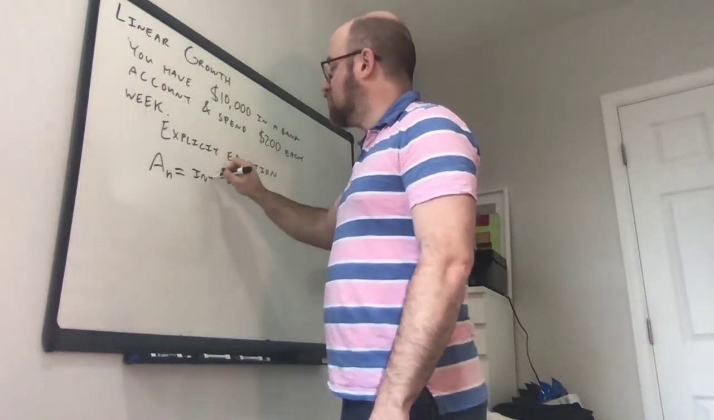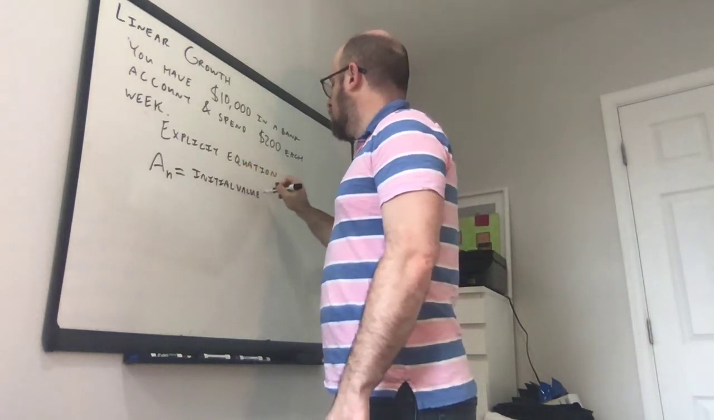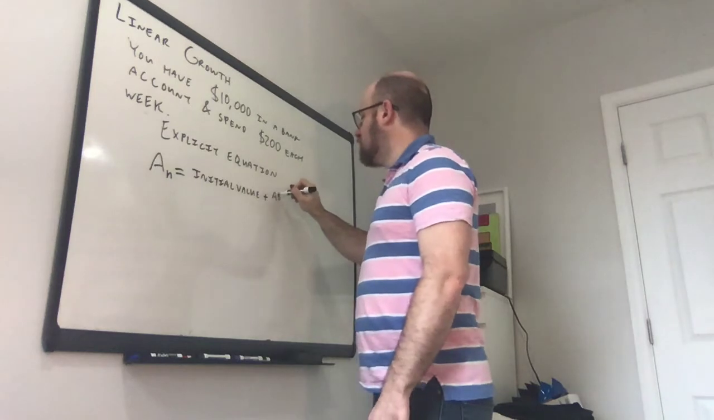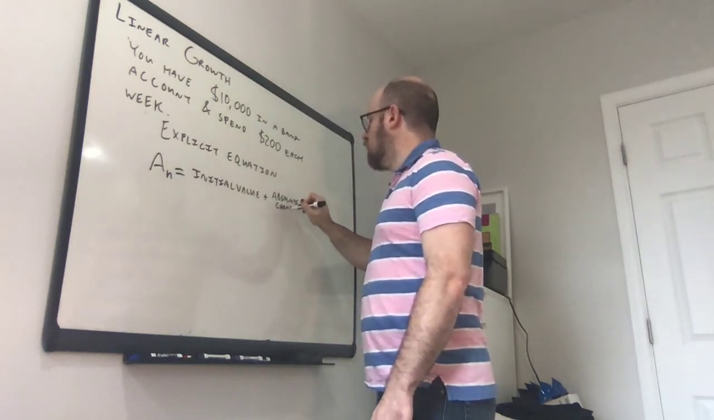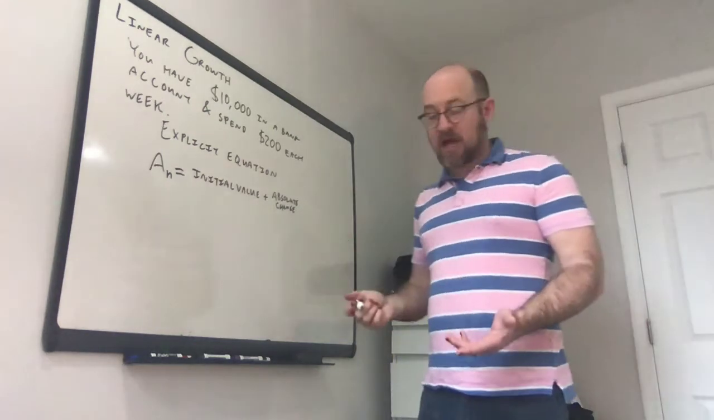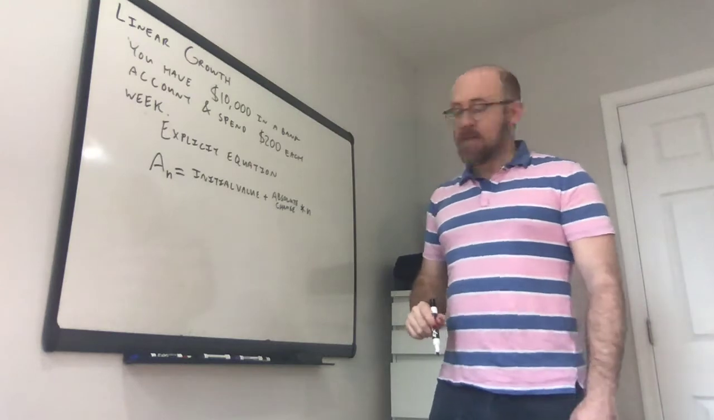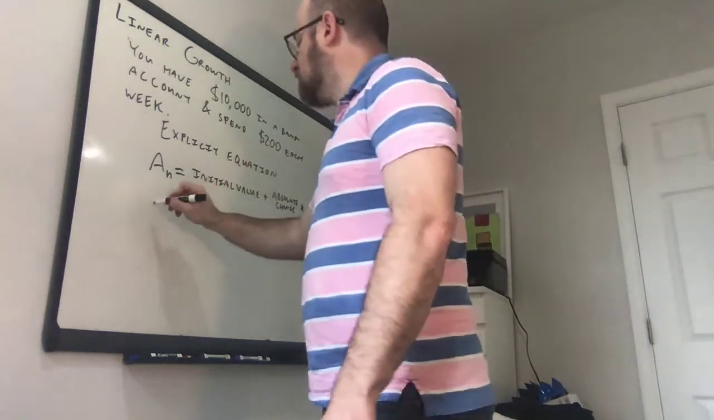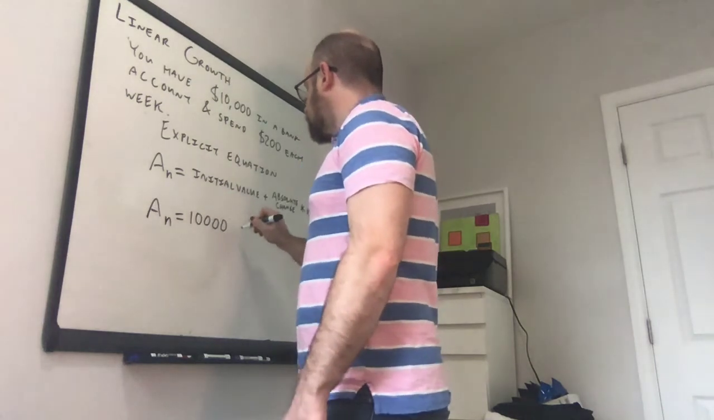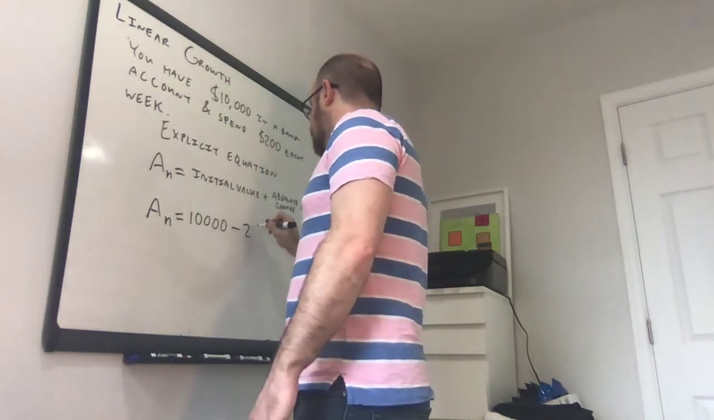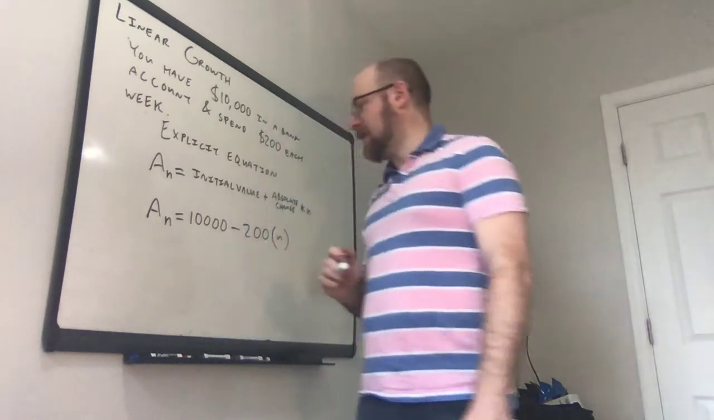is going to be the initial value plus that absolute change each time. So whatever our absolute change is each time times n, okay? And so in this particular example, a sub n would be equal to 10,000 minus, right, because our absolute change is negative, 200 times n.